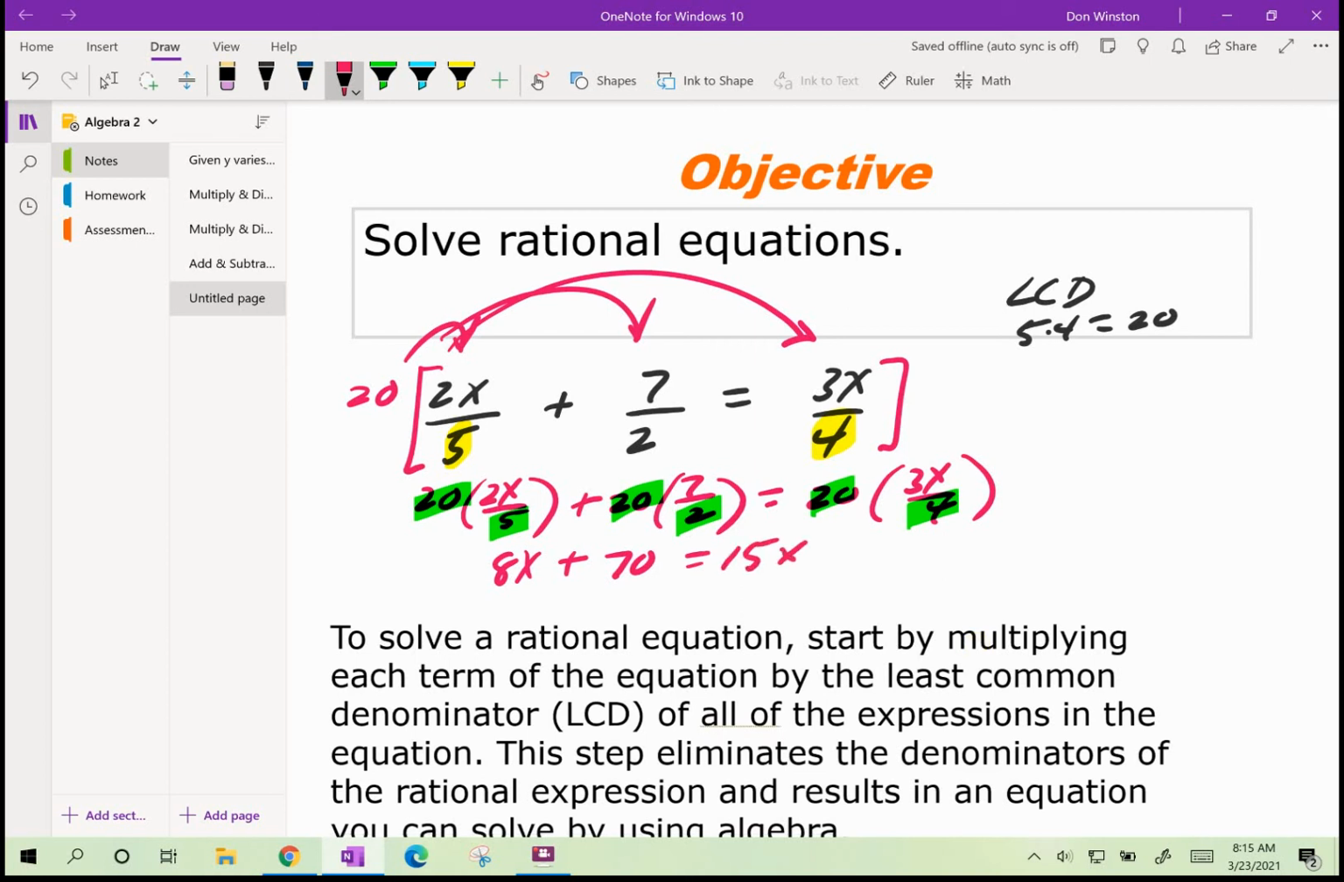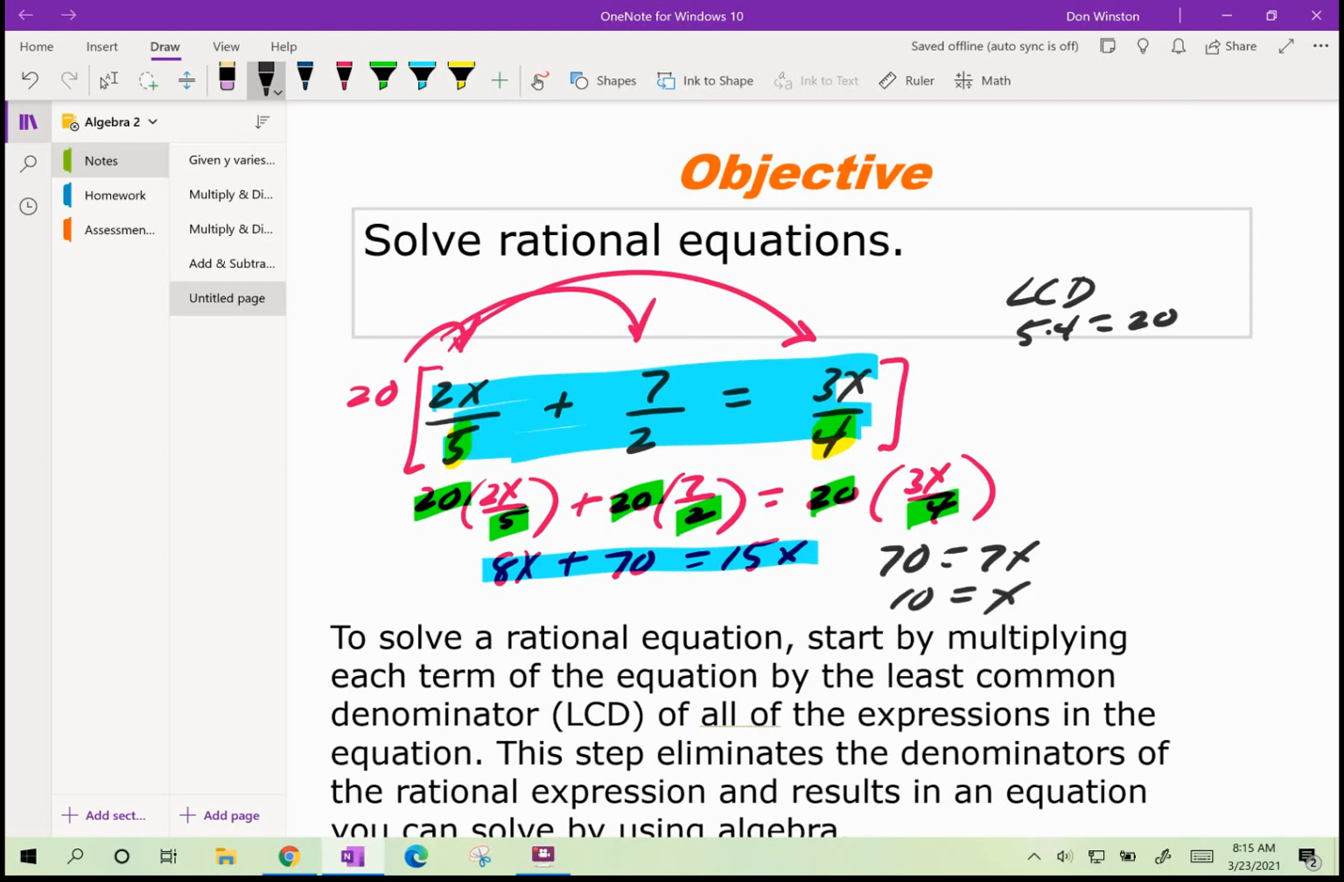Now you'll see that this equation, since I've gotten rid of my denominator, is a lot easier to solve than the equation I initially started with that had all fractions. So now I can subtract 8x, and I'll get 70 equals 7x, and then 10 is equal to x. So the plan of attack here, as my teacher used to say in math, is if you have the fraction blues in algebra, you can get rid of them.